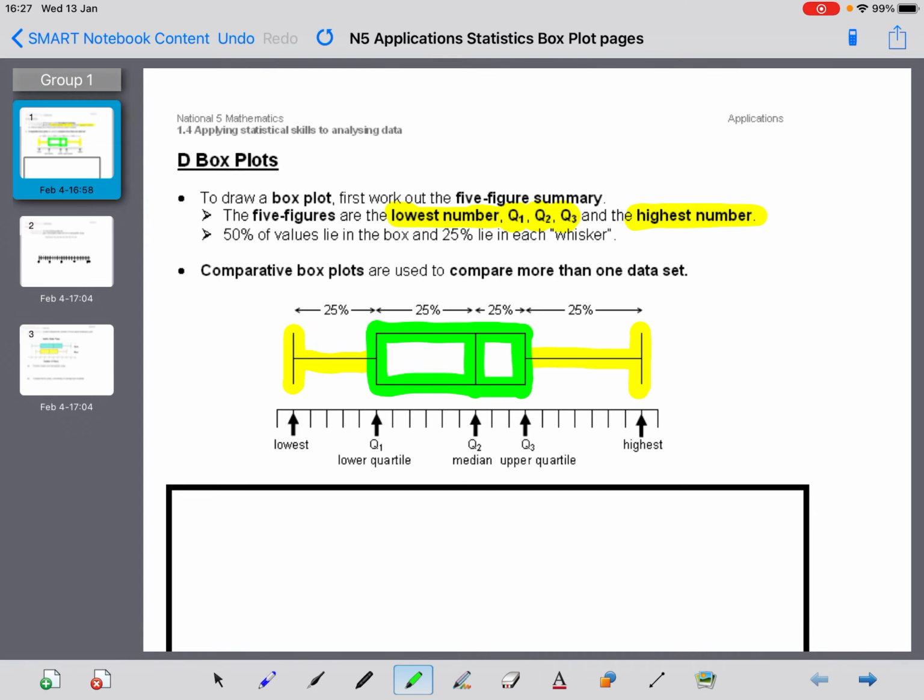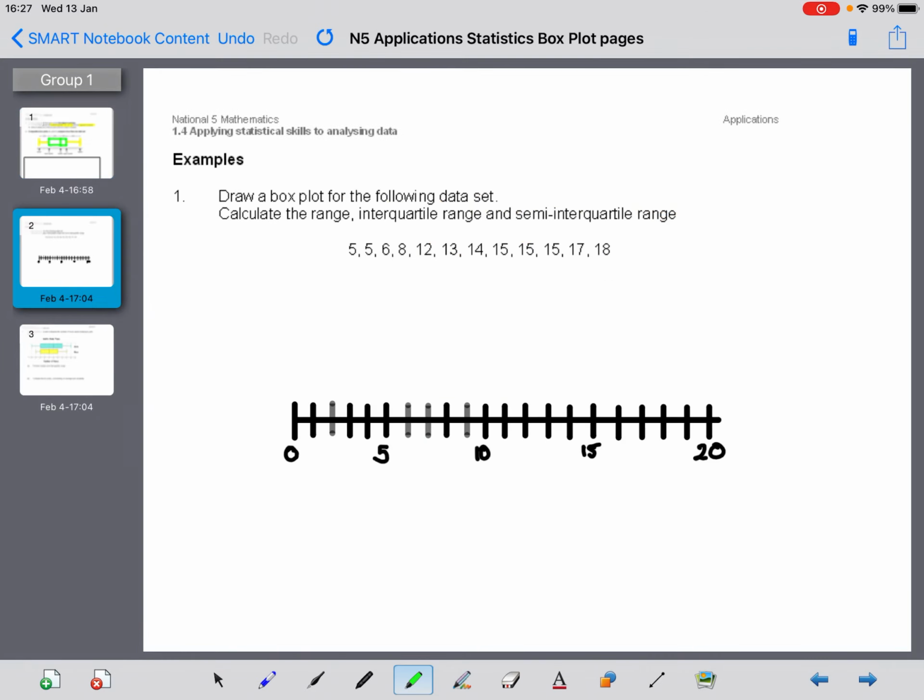So we'll do an example together on this next page. Draw a box plot for the following data set. We'll do this bit first. So what have we got? We need the 5-figure summary, remember? The 5-figure summary, which is the lowest number and the biggest number.